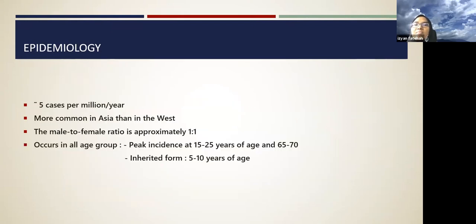Okay, next, moving on to the epidemiology. The incidence of aplastic anemia is approximately 5 cases per million population per year. It is a rare disease, and it is more common in Asia compared to the West. Both men and women are equally affected, and it can occur in all age groups. Peak incidence is in teens and 20s, 15 to 25 years old, and also in the elderly, 65 to 70 years old. For the inherited form, the peak incidence occurs at 5 to 10 years of age.